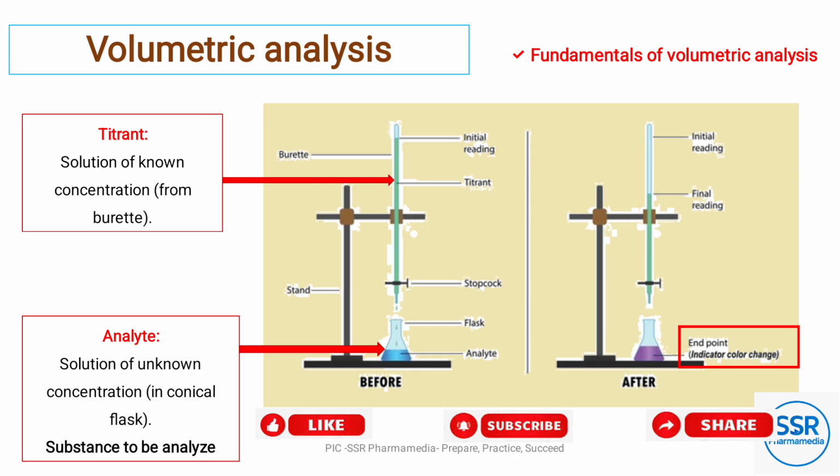The titrant is a solution of known concentration. It must be taken in the burette. Analyte, another name is titrate, is taken in the conical flask. It is a solution of unknown concentration, a substance to be analyzed. And the end point is where a color change is produced.